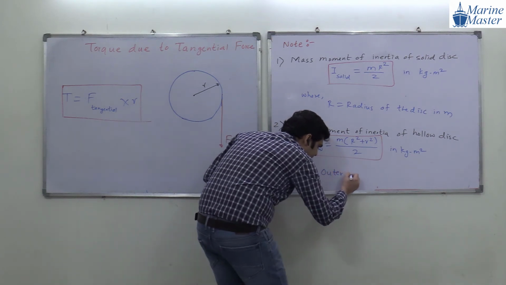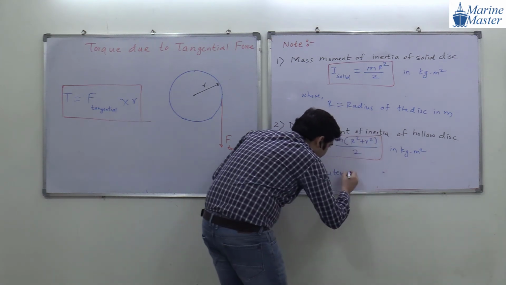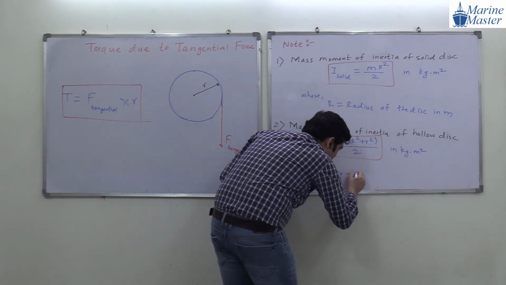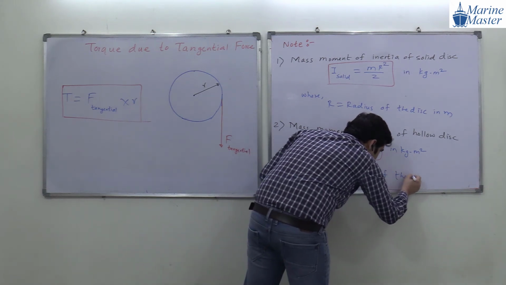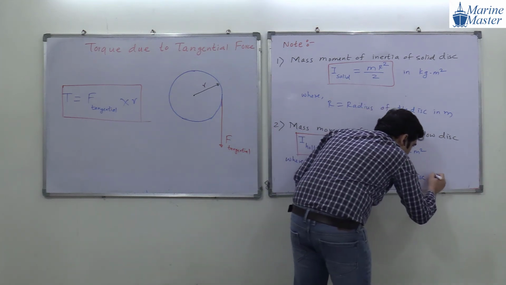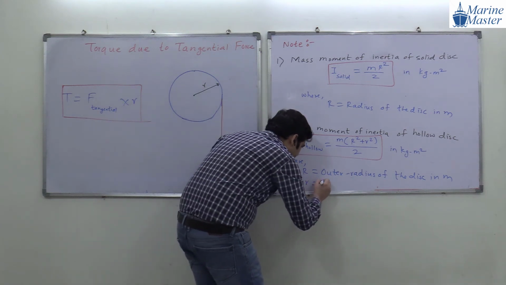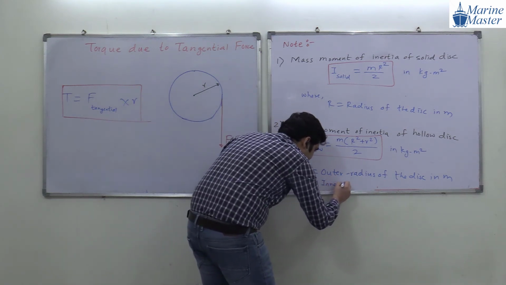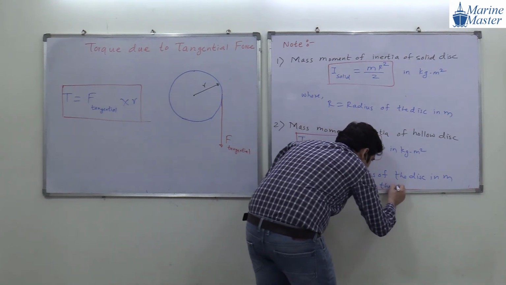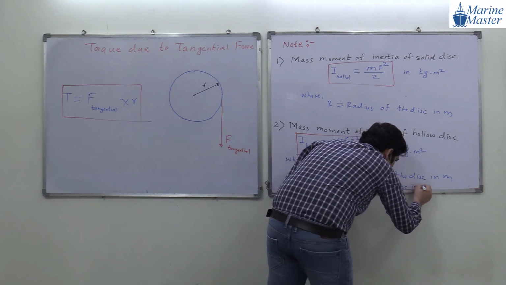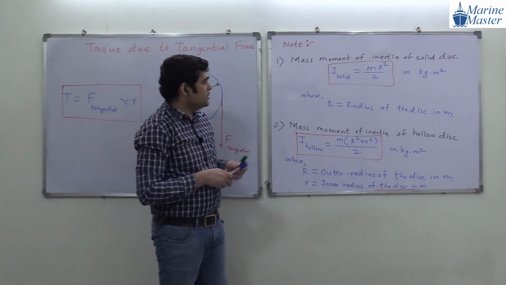Outer radius of the disc. And this outer radius will be in meter. And small r is equal to the inner radius of the disc. And this inner radius is also in meter. Okay, everyone, are you getting my point? Try to see the scenario here, everyone. So please write down notes 1 and 2.